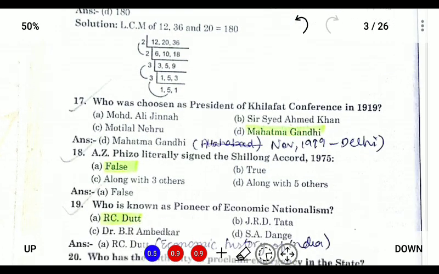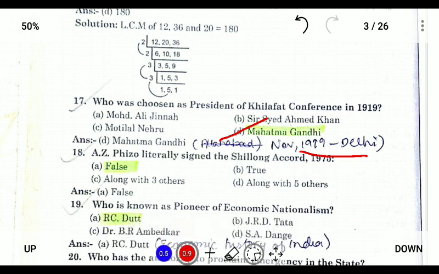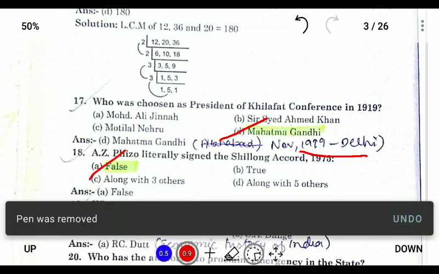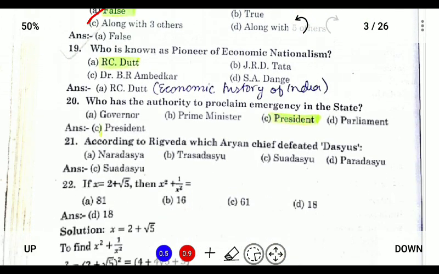Next, who was chosen as the president of the Khilafat Conference of 1919? Mahatma Gandhi was the person who led the Khilafat movement, and he was the president of the All India Khilafat Conference of 1919. This Khilafat movement was started because of the humiliation of the Turkish king after the end of the First World War. Next, Zapu Phizo literally signed the Shillong Accord. Phizo was not a part of the Shillong Accord, so it is false.